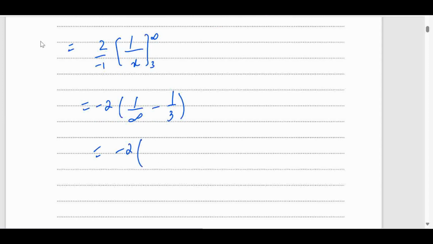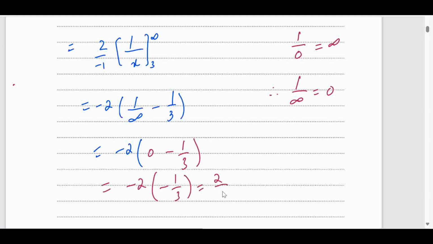Now finally we will get minus 2. Now we know that anything divided by infinity is equal to 0, and anything divided by 0 is equal to infinity. So 0 minus 1 over 3, and if we simplify it further, this will be 1 over minus 1 over 3. Finally the answer will be 2 over 3. This will be the final answer.